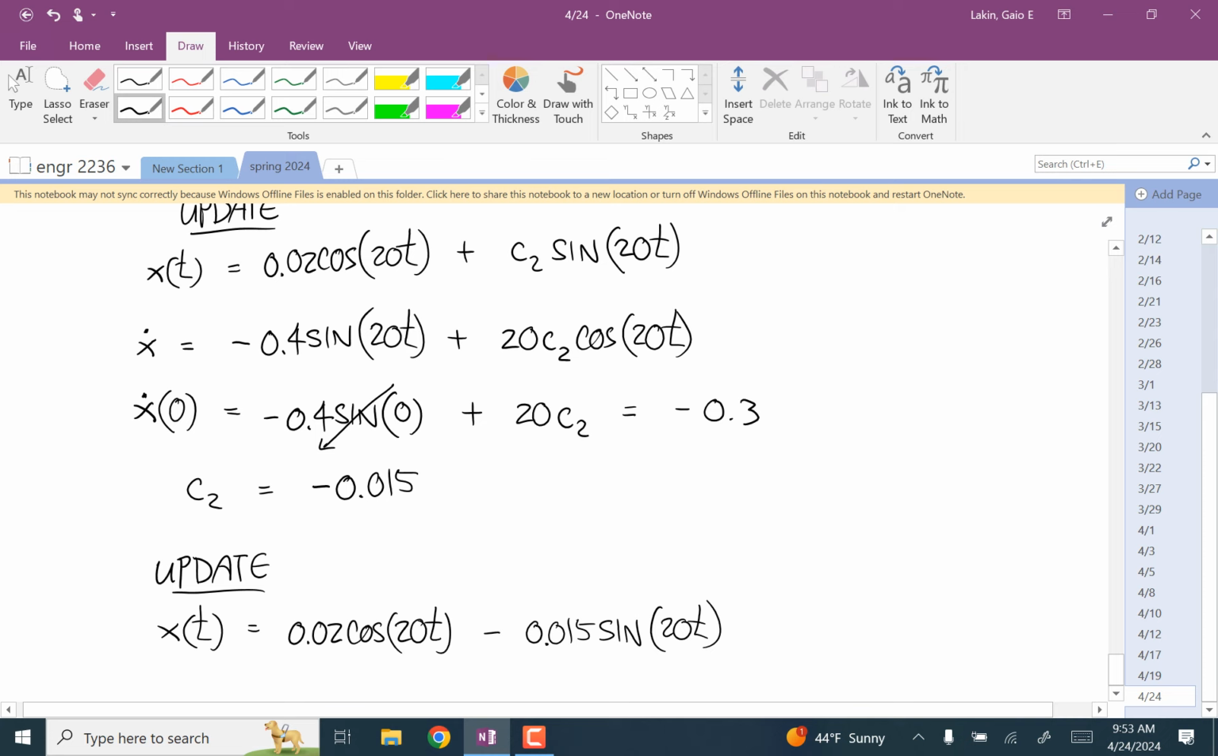But if you're just looking for the natural frequency, the period, that kind of stuff, you get the same thing because it didn't change the argument of the sine and cosine terms. Okay, any questions? All right, that's it.